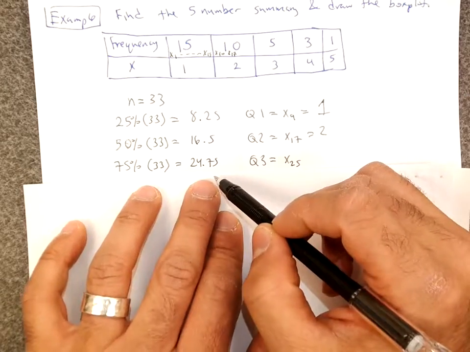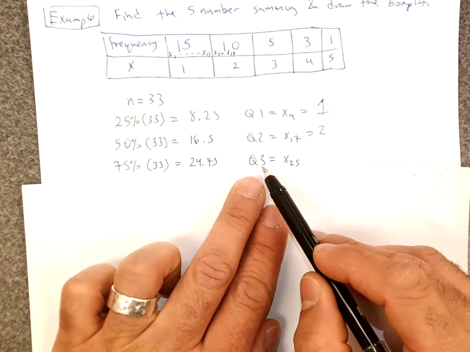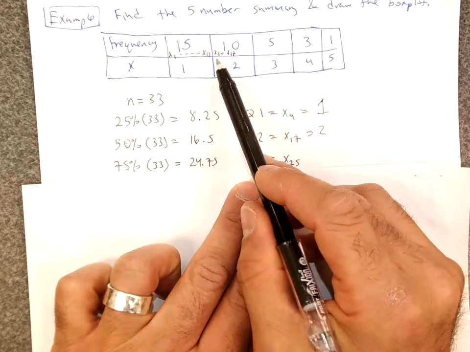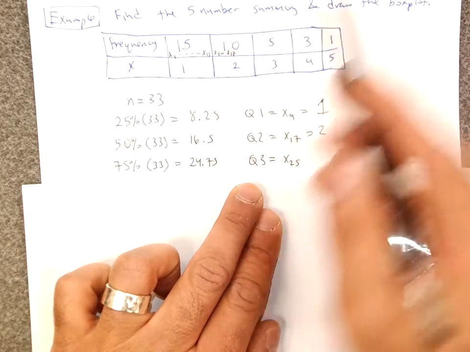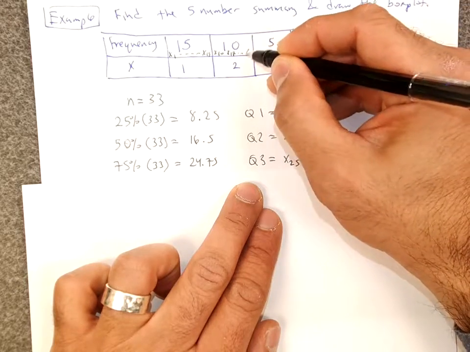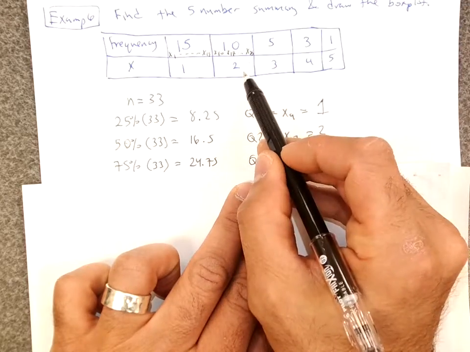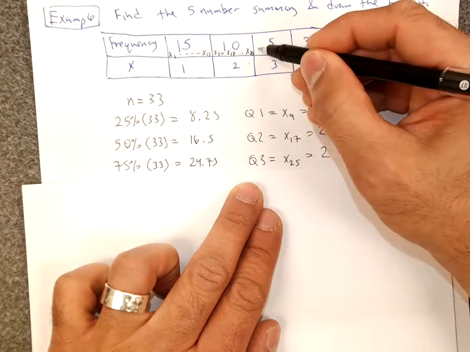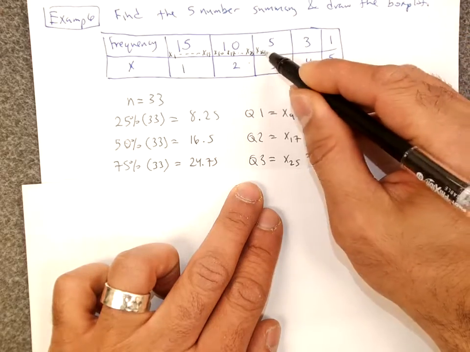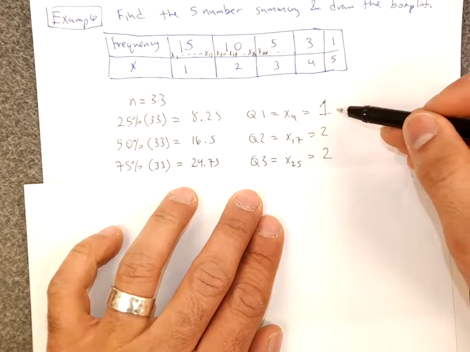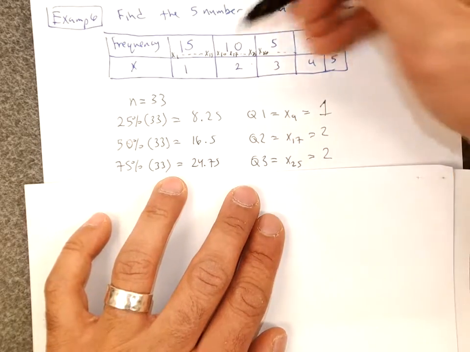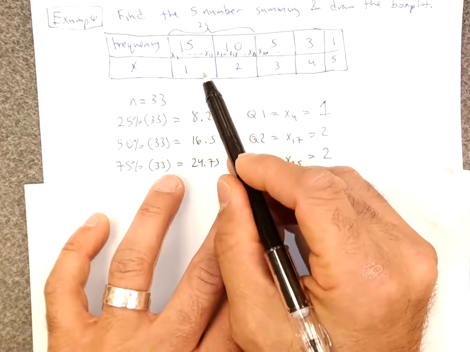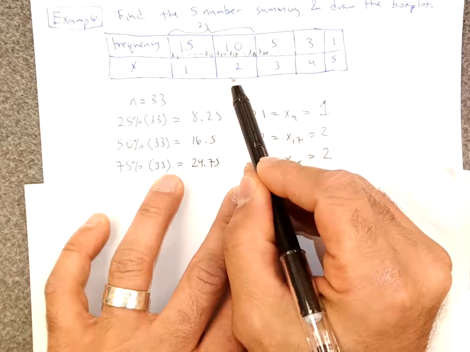75% of 33 is 24.75, rounded up to 25, and that tells me the third quartile is equal to the value of the 25th individual from the left. So let's see, 15 and 10 is 25, right? So the 25th individual from the left is right here at 2 as well. And then the 26th value starts here, right? Dot, dot, dot. So these are my quartiles, 1, 2, and 2. Again, there are 25 individuals in these two values.